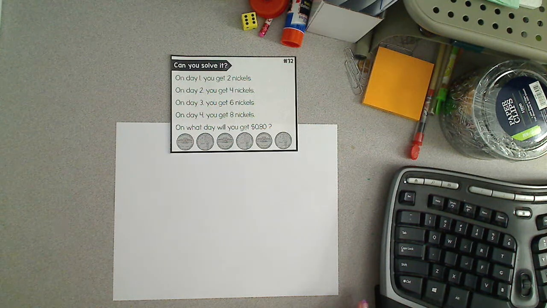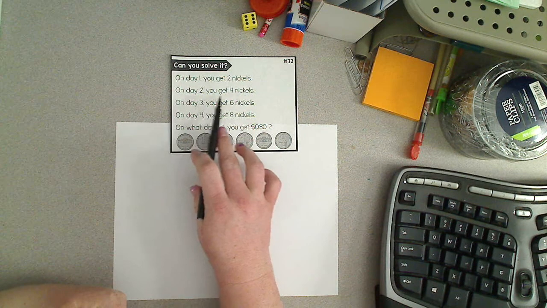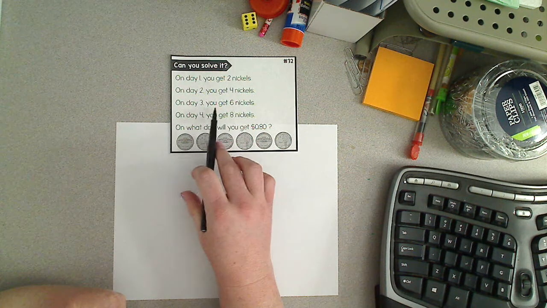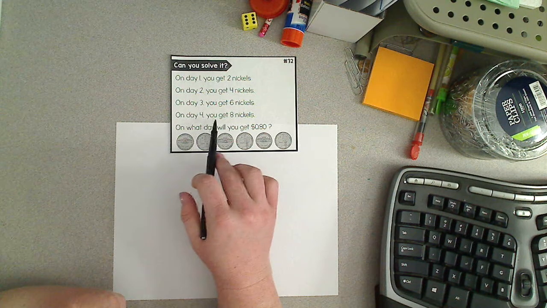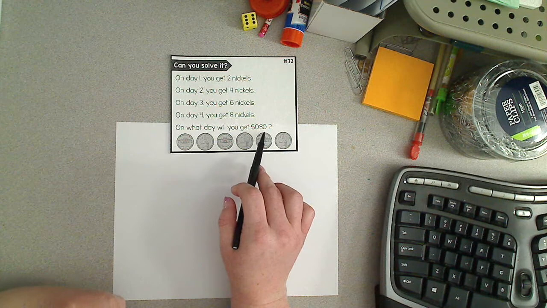Now, this problem is giving us a bit of a riddle, and it says on day 1 you get 2 nickels. On day 2 you get 4 nickels. On day 3 you get 6 nickels. On day 4 you get 8 nickels. On what day will you get 80 cents?